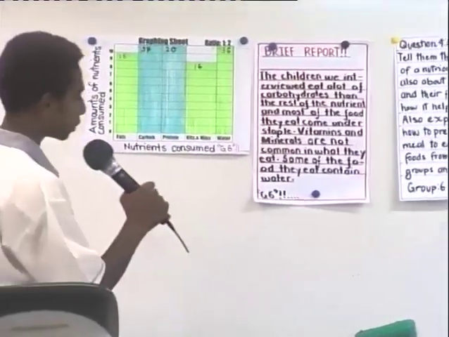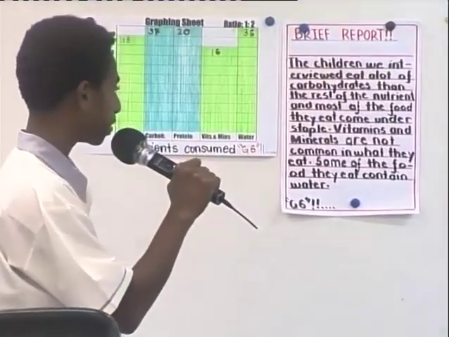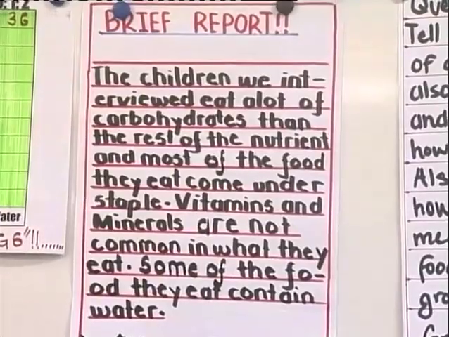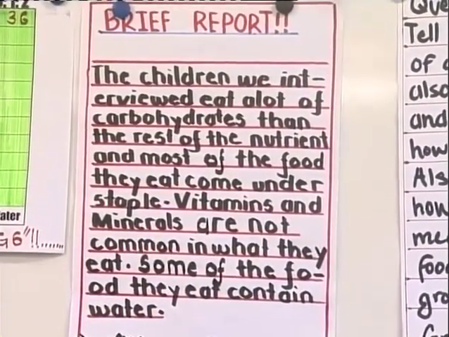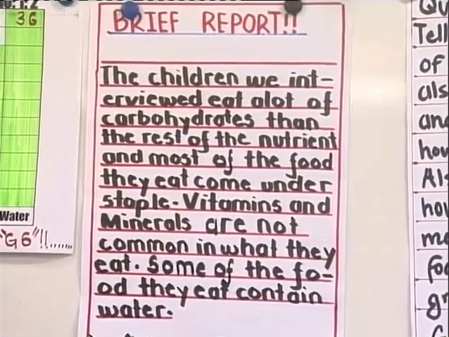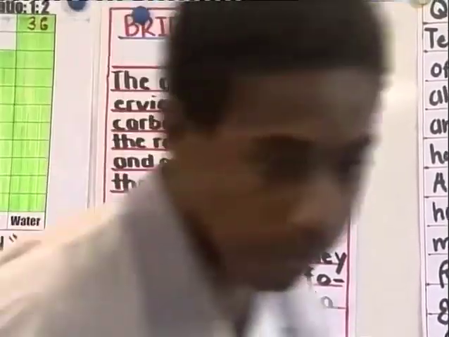Our brief report on group 7, get ready. The children we interviewed eat a lot of carbohydrates compared to the rest of the nutrients, and most of the food they eat comes under staples. Vitamins and minerals are not common in what they eat. Some of the food they eat contains water. Thank you, Shane.